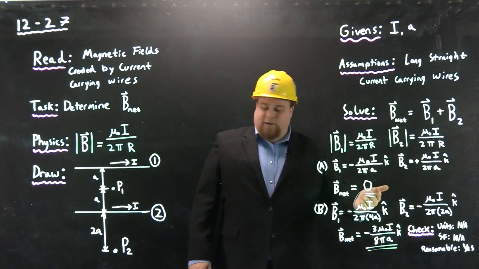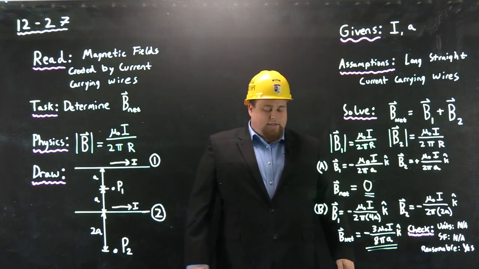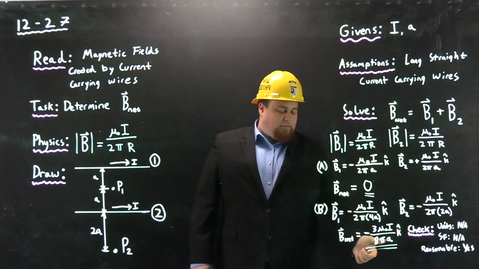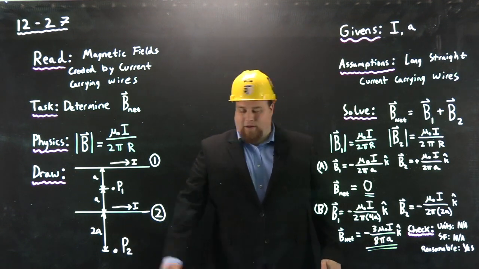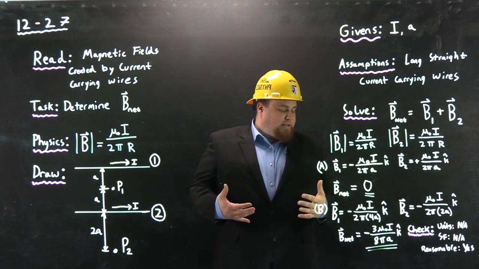It does look reasonable because we have a balanced set of fields at our point in between the two of them, and then we have them both adding together algebraically for the second location. So that's it for this problem.